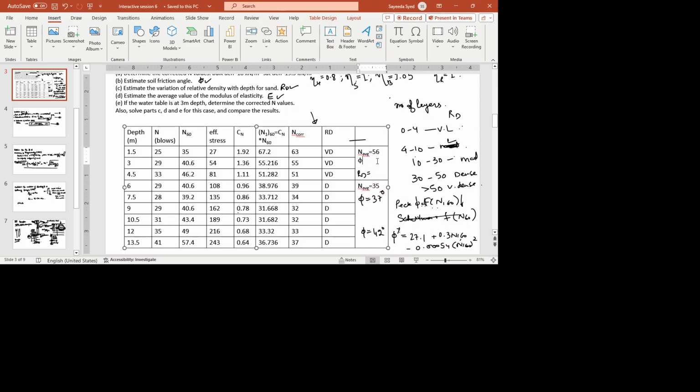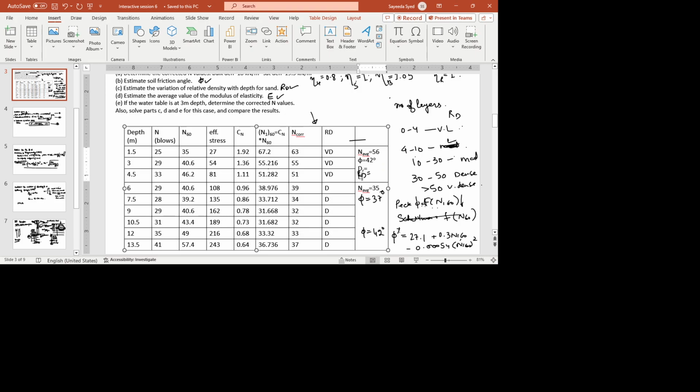So phi is 42 degrees. Dr, let us calculate from the Meyerhof equation, and Es, let's calculate from the Kulhawy equation.